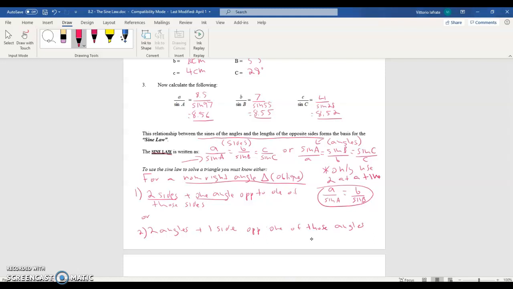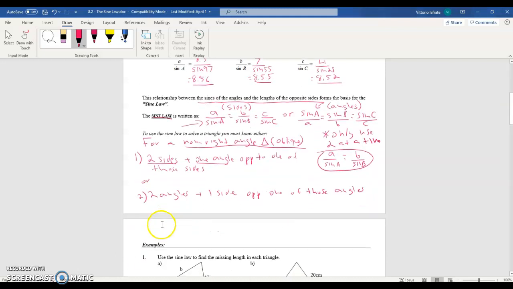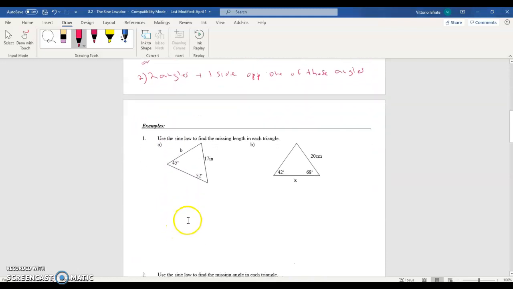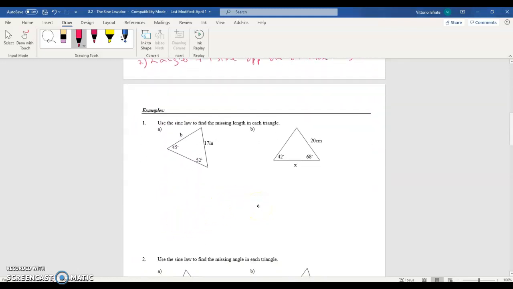So we're going to start off with one of the examples, and then we're going to continue in the next lesson since the video will be cut short. So let's go on to try example A over here. Use the sine law to find the missing length in each triangle.